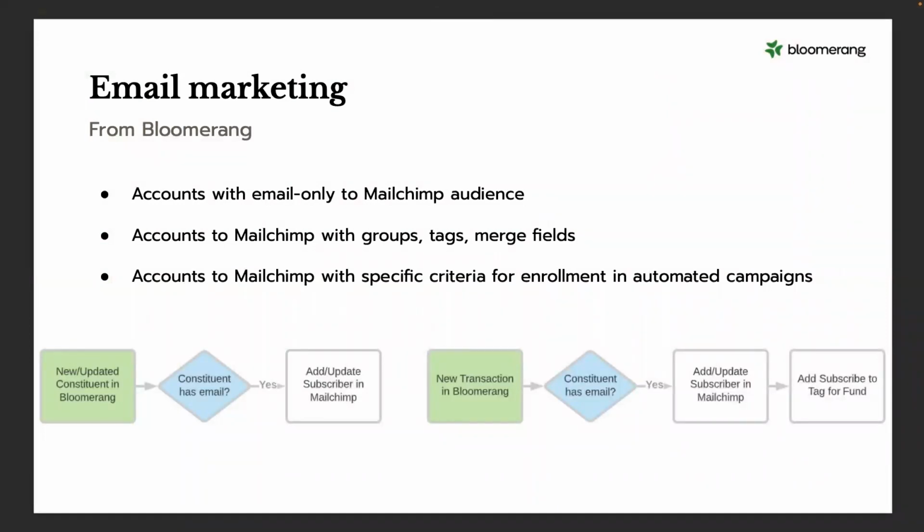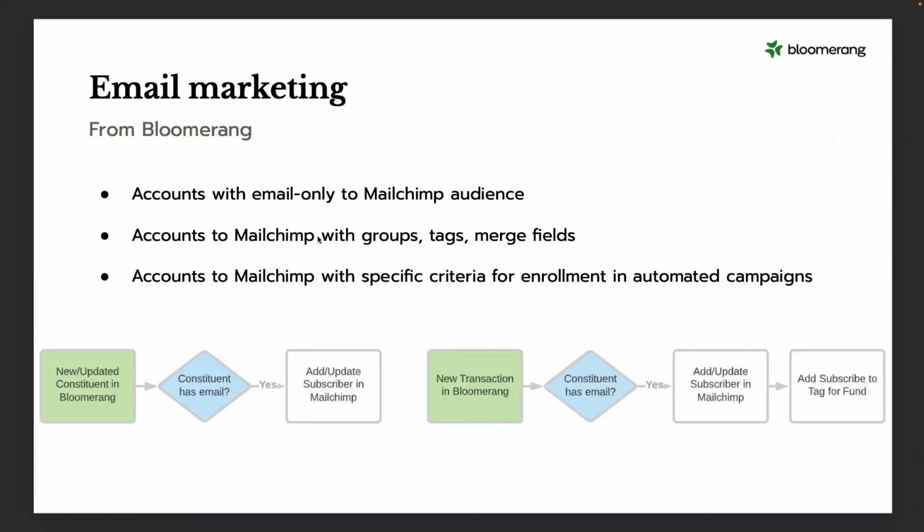So we're going to talk first about the flow of data that can occur from Bloomerang to your email marketing tool. We can sync constituents to MailChimp as subscribers. When a constituent is added or updated in Bloomerang, we call this a basic list sync. We can send Bloomerang constituents to MailChimp with groups, tags, and merge fields for sending one-off campaigns.